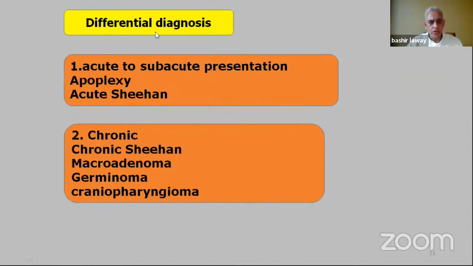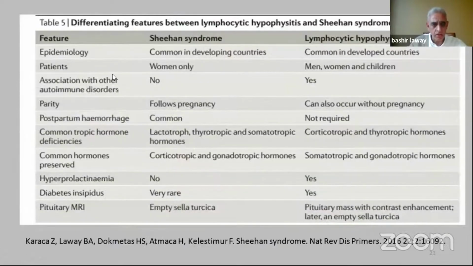So the differential diagnosis is almost the same as I gave initially. It could be an acute or subacute presentation, which we don't see so commonly. If it is an acute presentation, apoplexy can come in the differential diagnosis, and acute Sheehan can also. But we are more often used to seeing chronic lymphocytic hypophysitis. It could be confused with chronic Sheehan, pituitary adenoma, germinoma, or craniopharyngioma. Germinoma and craniopharyngioma can be associated with DI as well.